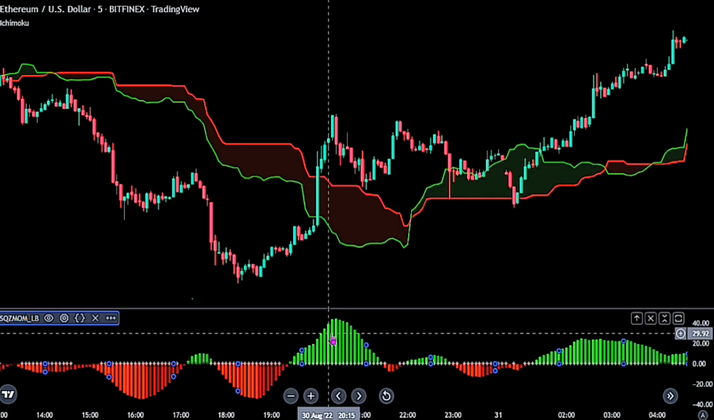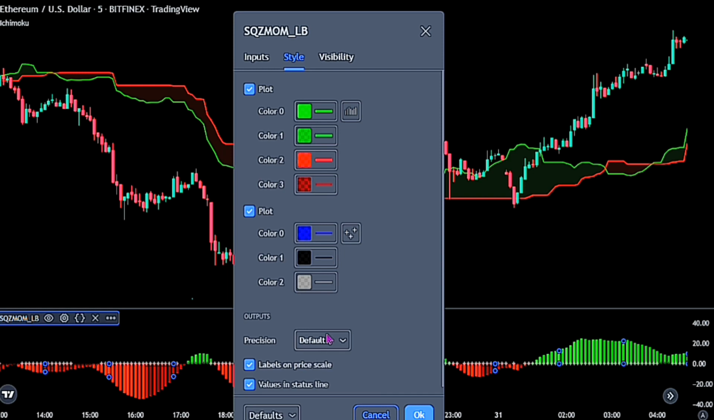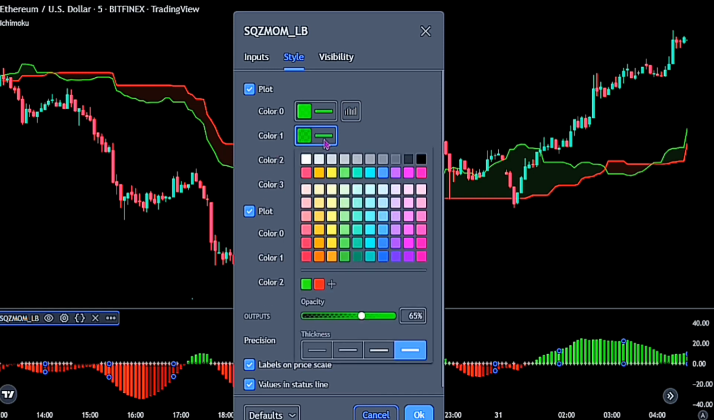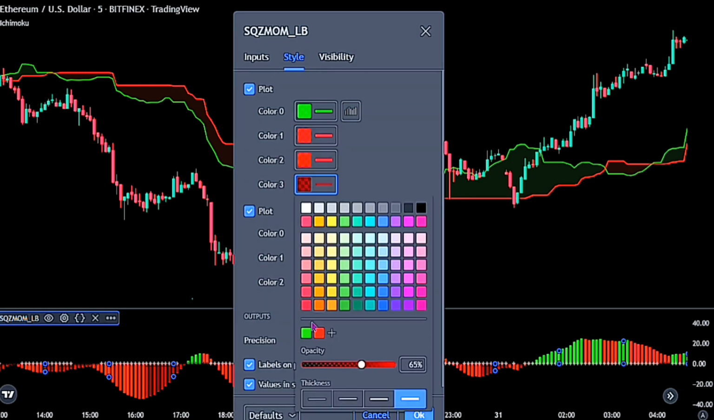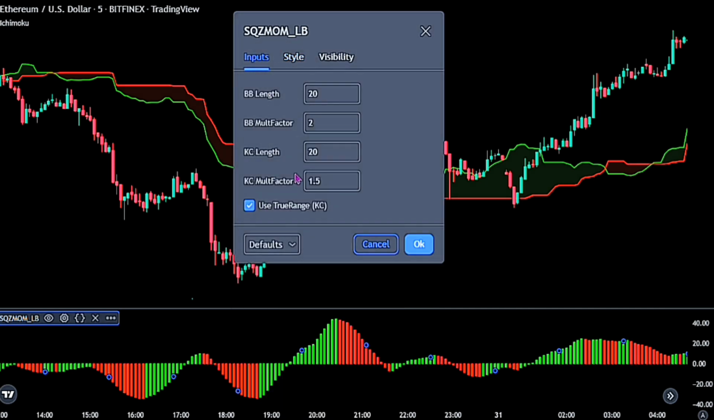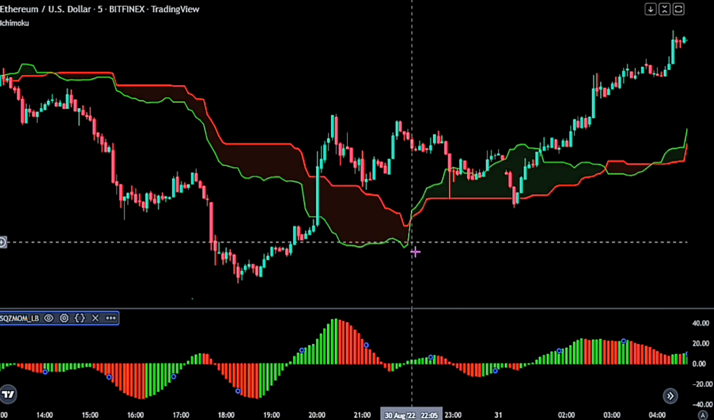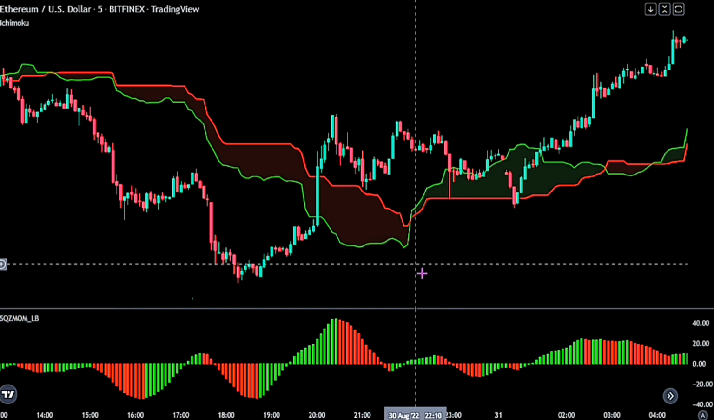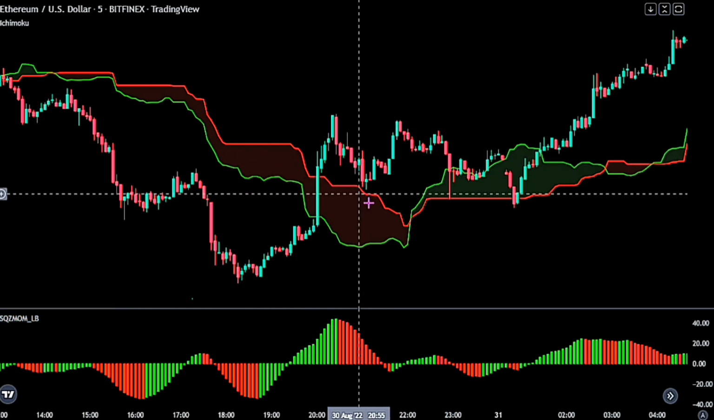Now for the squeeze, go ahead and double click on it to bring up its settings panel. I want you to change color 1 to red and color 3 to green. Then untick the plot, and for the inputs, we won't be touching the settings. Click the OK button when you are done, and we are ready with our strategy settings, as the chart looks clean now and easier to understand.